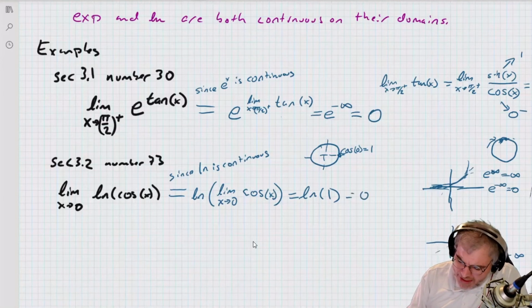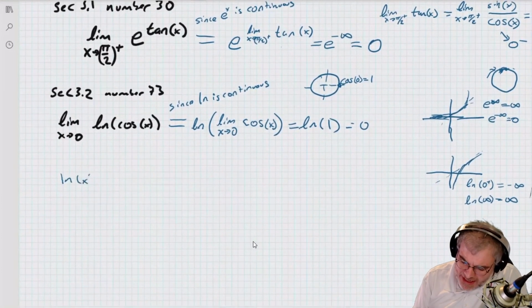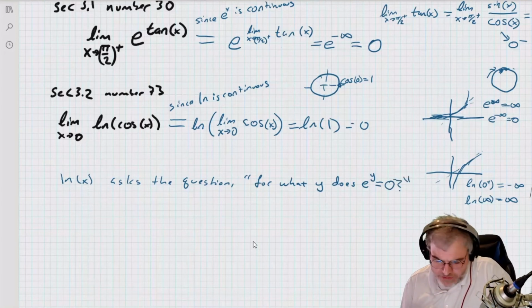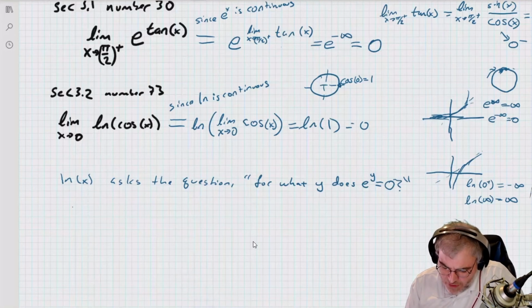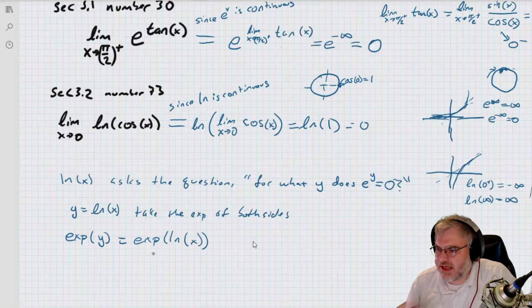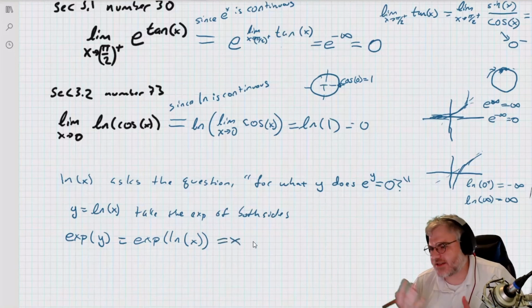And you can see that because remember what log asks. ln of x asks the question, for what y does e to the y equal x? That's its whole purpose in life. It's an inverse. It's y equals ln of x. I take the exp of both sides, and I wind up with exp of y equals exp of ln of x. And the exp and ln are inverses, so when I compose them, I just get x.